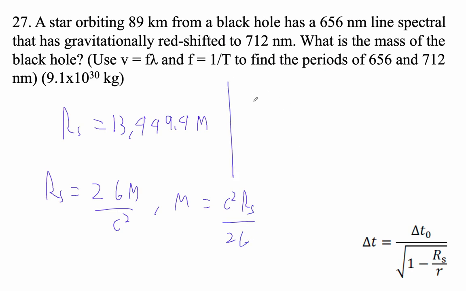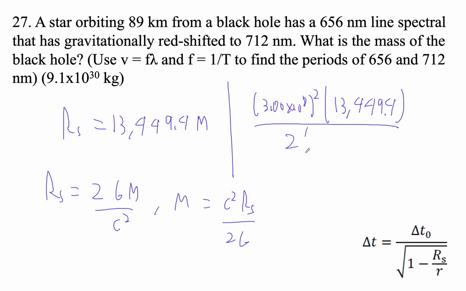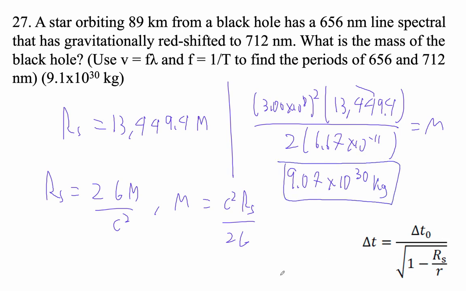So we can just plug in numbers. C squared is 3.00 times 10 to the 8th squared, the Schwarzschild radius is 13,449.4 from before, divided by 2 times 6.67 times 10 to the minus 11th. I hope this is right. The mass is 9.07 times 10 to the 30th kilograms. Well, that didn't take long at all, did it?